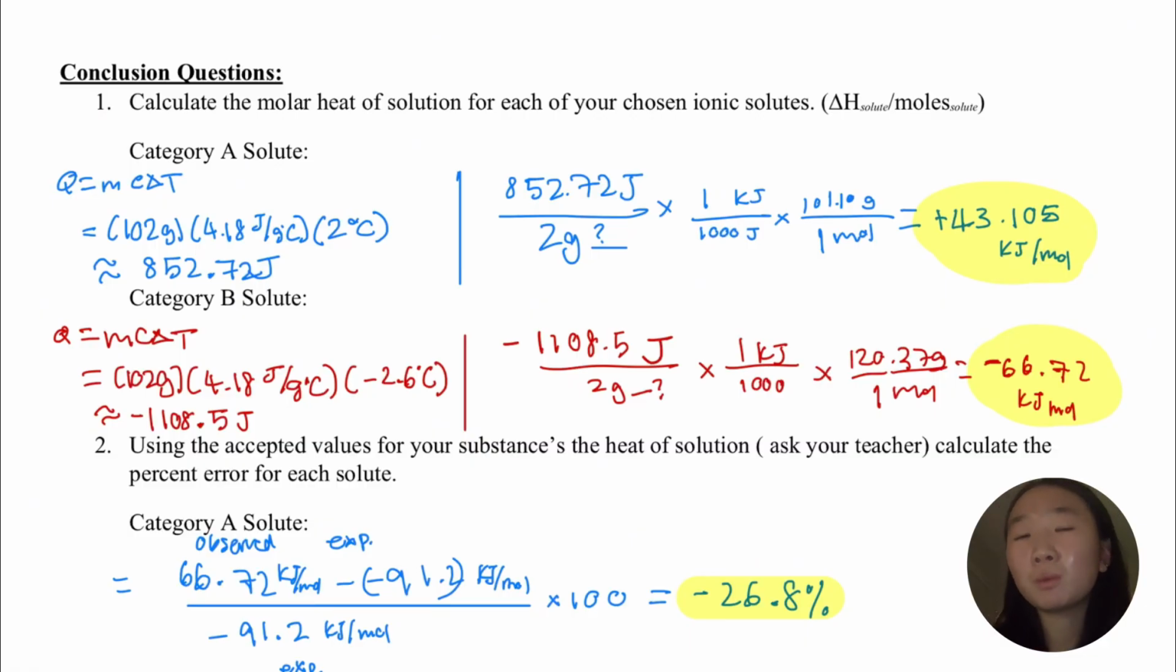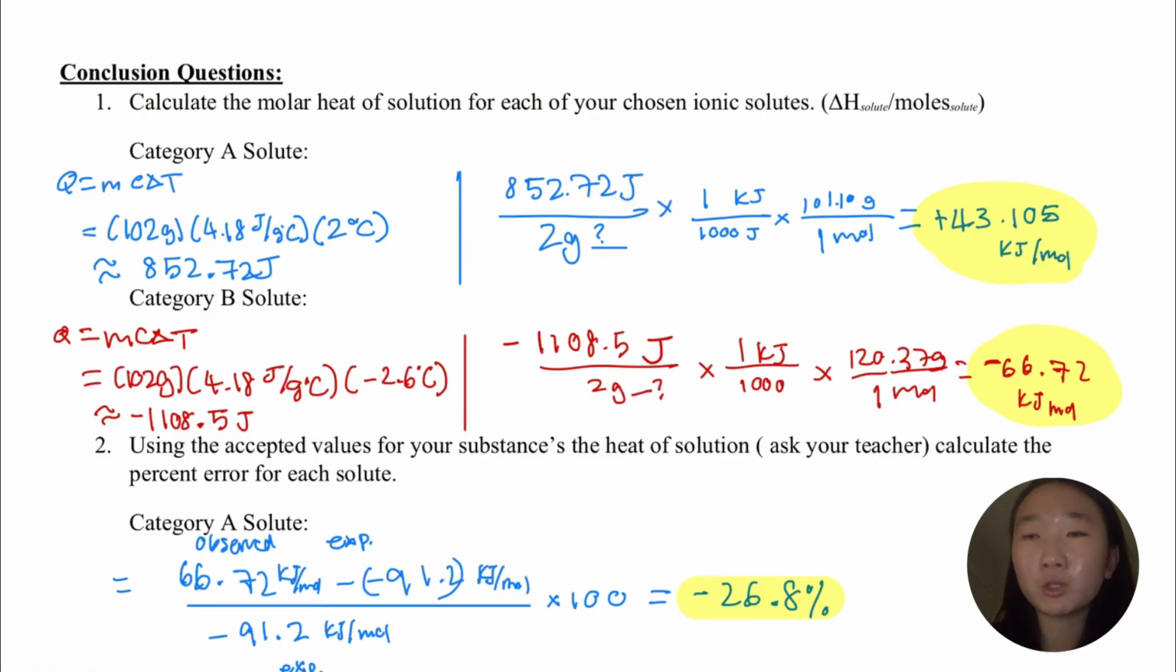And then once again, we put this value over 2 grams of solute. We get kilojoules by multiplying by 1 kilojoule over 1000 joules. And then we multiply this by the GFM of 120.37 grams over 1 mole, giving us a total value of negative 66.72 kilojoules per mole. This value is again negative because there is a negative change in temperature where we go from a higher temperature to a lower temperature.